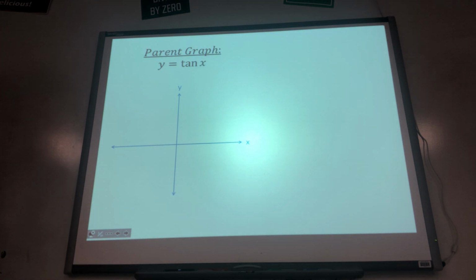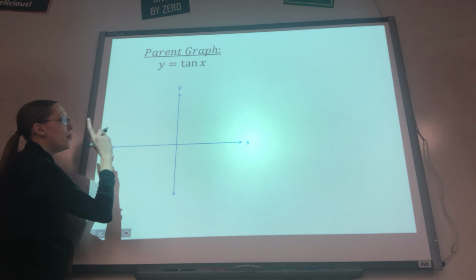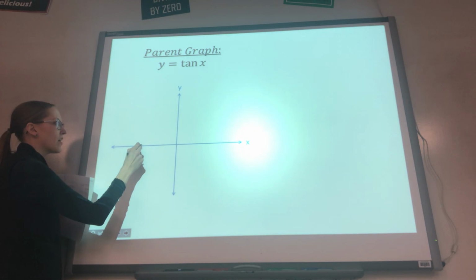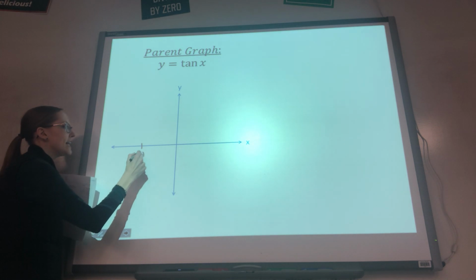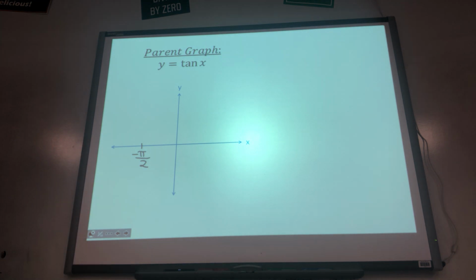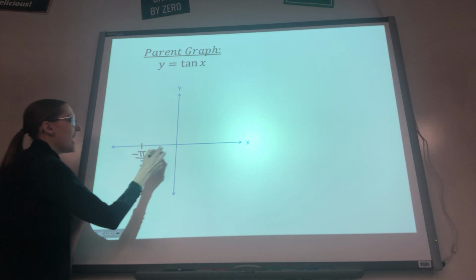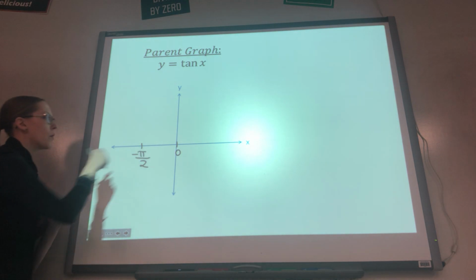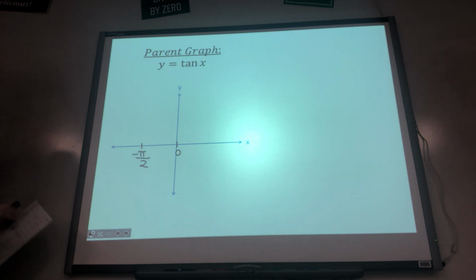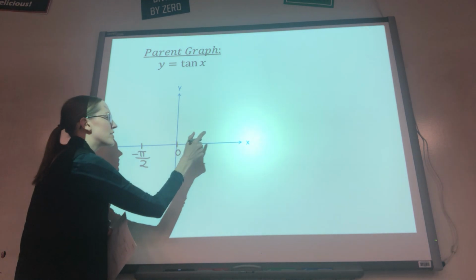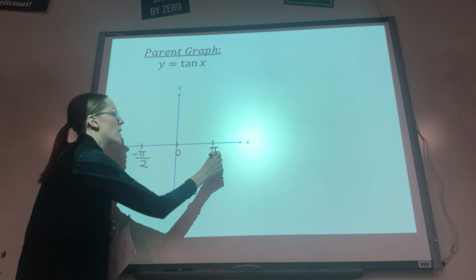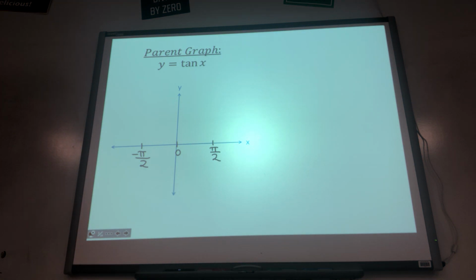And then let me start to label this with you. You just do whatever I do up here. The first important x value that you're going to want to have is negative pi over 2. I'll show you what's there here in a minute. And then you really don't have to label 0, but we're going to have to put something there as well. And then on the other side, I'm going to have positive pi over 2. Those are the important values that you need along the x-axis.